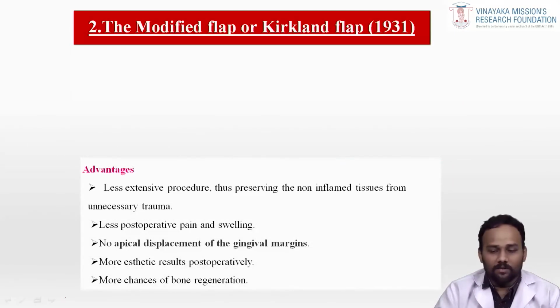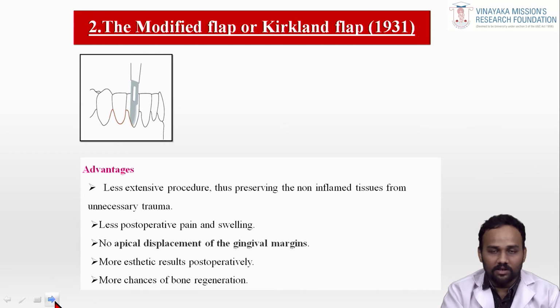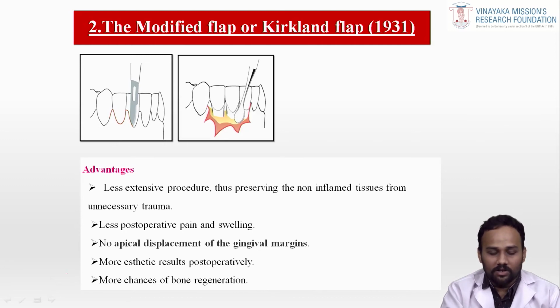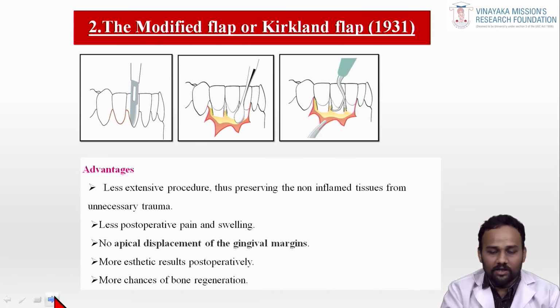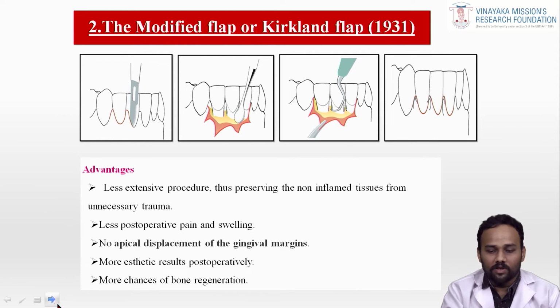Modified flap or Kirkland flap procedure. It was introduced by Kirkland in the year 1931. These are the clinical steps. First, we have to place a circular incision which has to include both buccal and lingual surfaces. Then a periosteal elevator is used to reflect the flap. Then tissue tags and granulation tissue are removed with the help of a curette. Then the flap has to be approximated with the help of sutures.